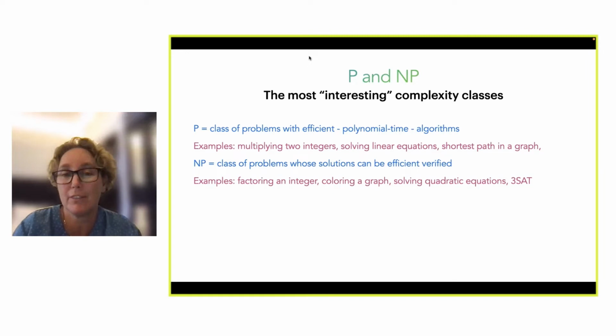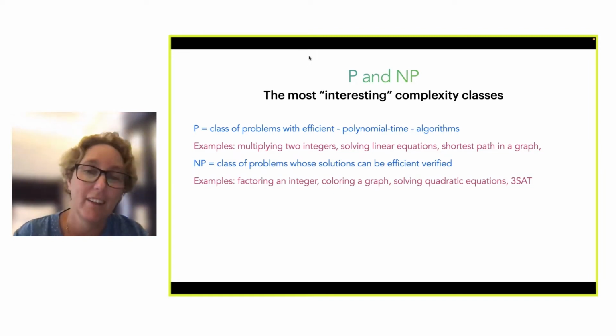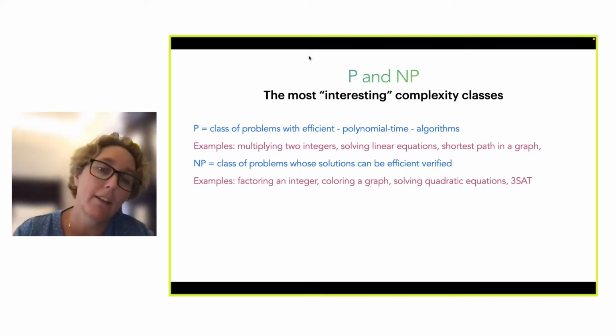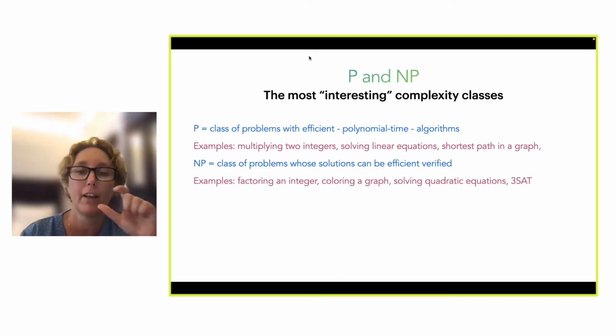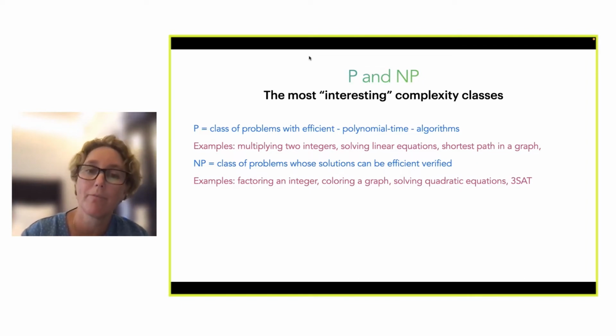If you give me the prime factors, it's easy for me to multiply and see if I got the number, the initial input. So that's one example of a problem in NP. Another example is coloring a graph. You need to color the vertices so that every edge sees two different colors. That's easy to check. If you are given a coloring, it's easy to check that it's okay, but it's very hard to come up with the coloring on your own.